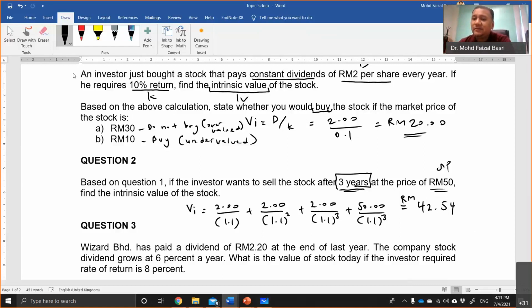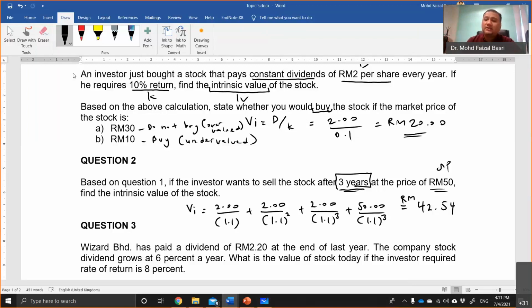At first glance, to see whether your calculations are correct or not, your answer shouldn't be more than these sum values, meaning you have 2 plus 2 plus 2 plus 50, right? So we have 56 ringgit here. So your answer obviously shouldn't be more than 56 ringgit because this is based on the original values. We are present valuing everything, so we know the answer should be less than 56 ringgit. So 42 ringgit falls in that range.